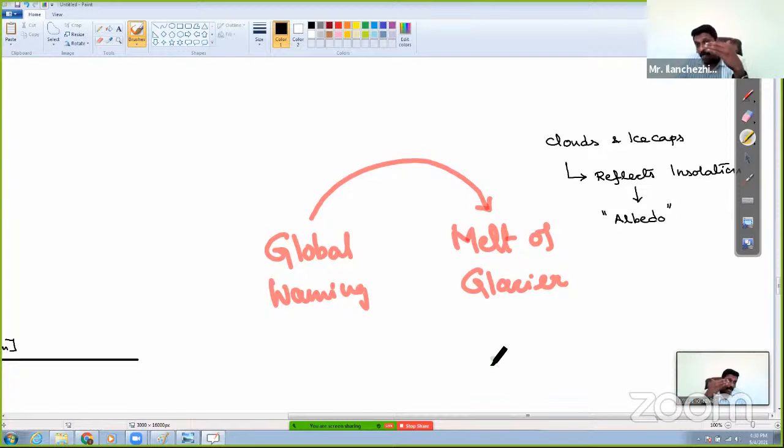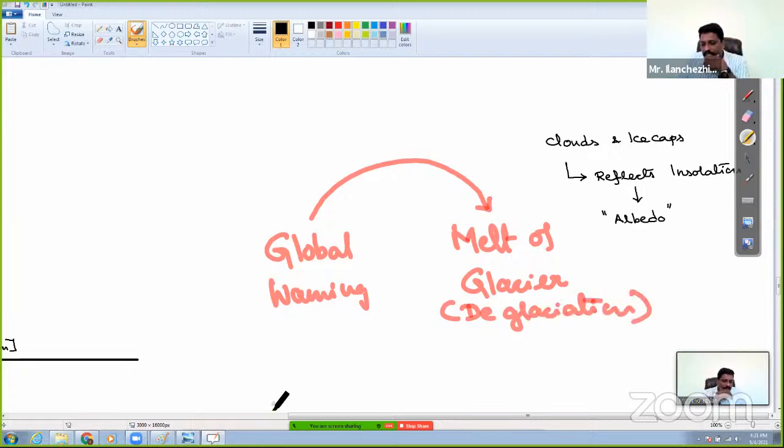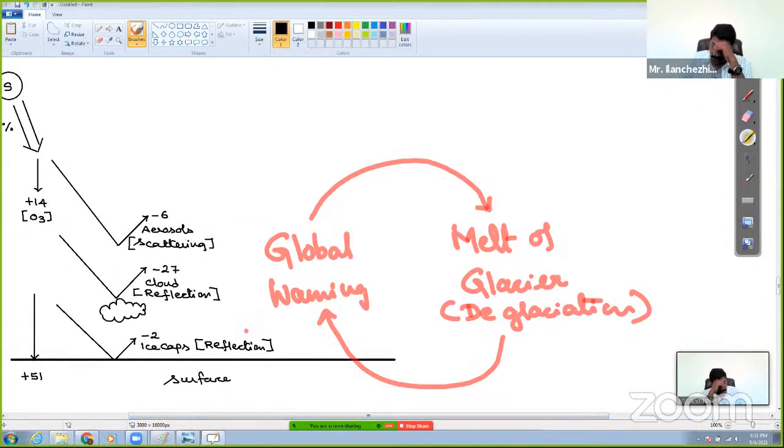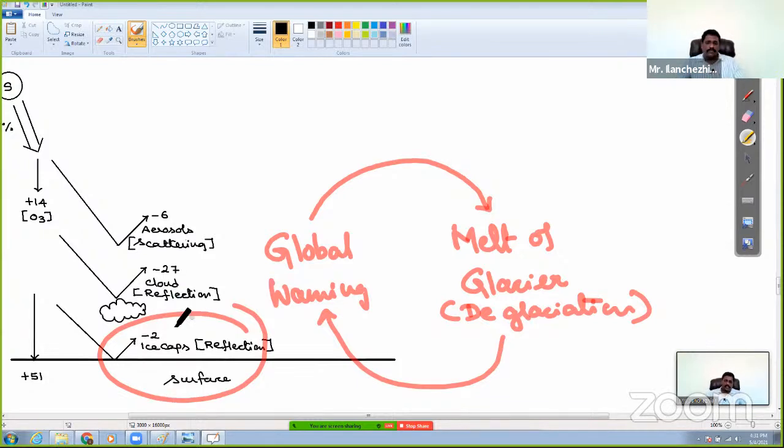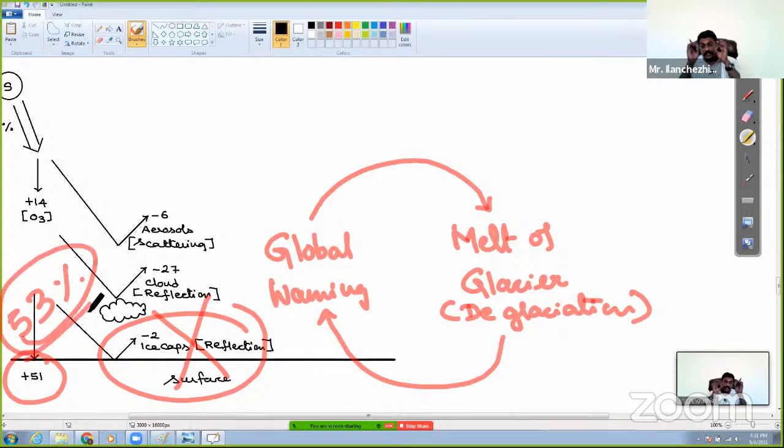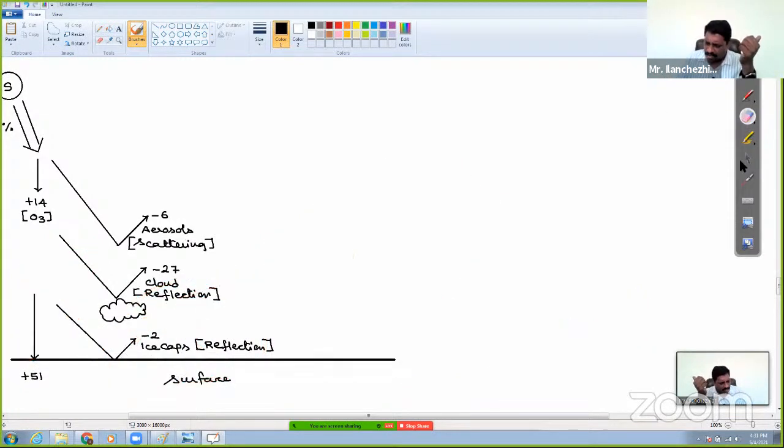On the other hand, when you have more melt of glaciers, we call that deglaciation. This deglaciation will again increase the global temperature. The reason is very simple. When glaciers are removed, this 2% of insolation is affected. Tomorrow, if all the glaciers are removed from the earth, earth will not absorb 51% of insolation. Instead, earth will absorb 53% of insolation. That's the reason we say it is a vicious cycle. If temperature increases on one side, glaciers melt on the other side. And if glaciers melt, temperature again increases because it affects this albedo factor. A very important correlation.